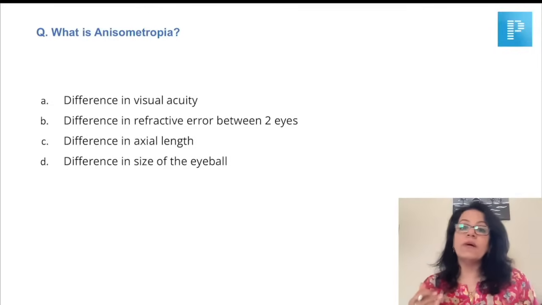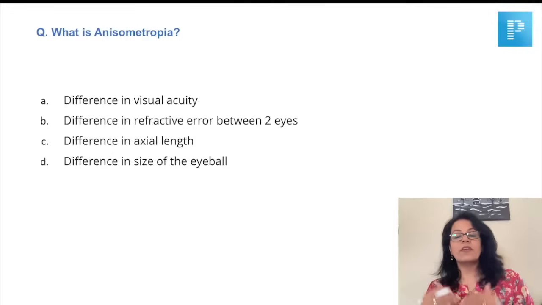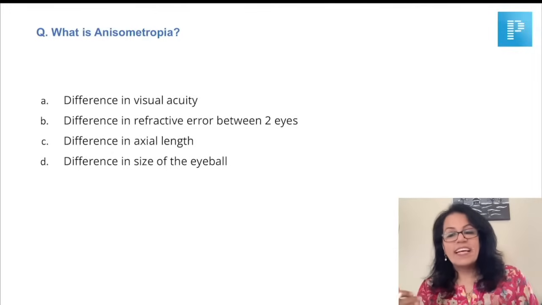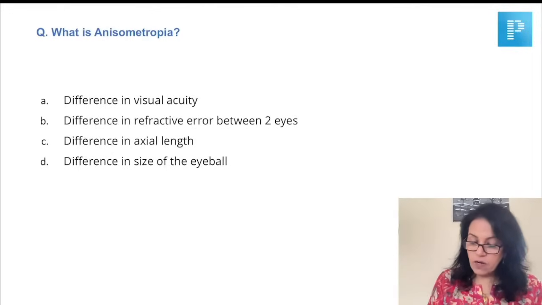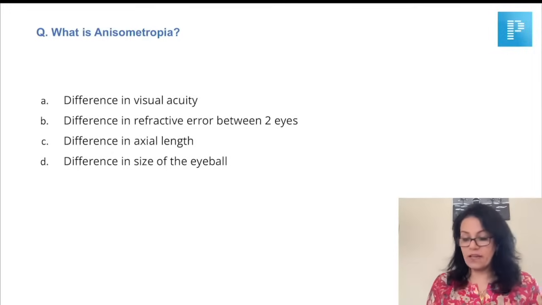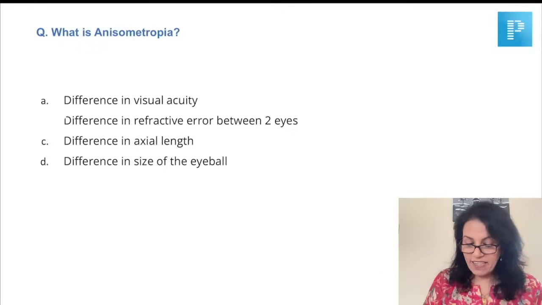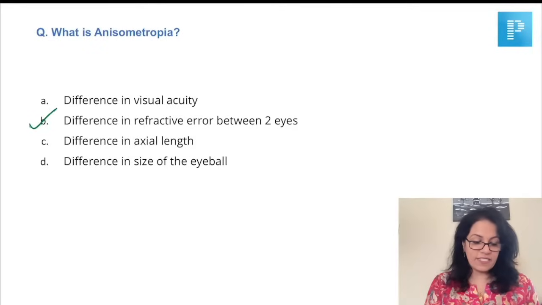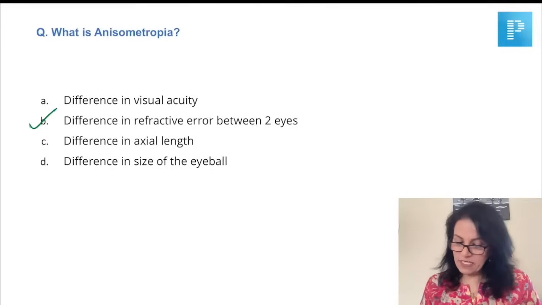I think many of you must have got confused with difference in visual acuity. We are not talking about acuity. We are not talking about 6 by 6, 6 by 9. Correct? What we are talking about is the refractive difference, refractive error. So the answer should have been D here. Is it okay? All of you have answered this only? Let me know, please. Yes, so the answer is B, and it was a simple question.